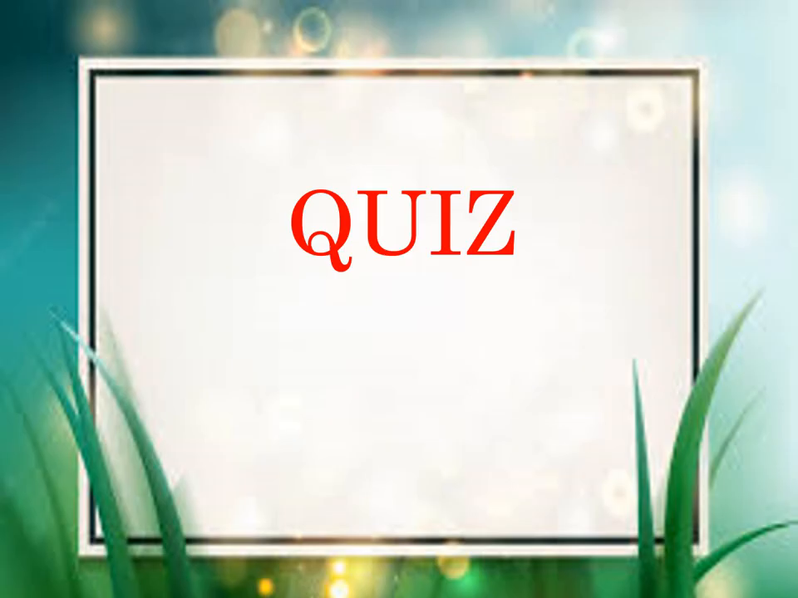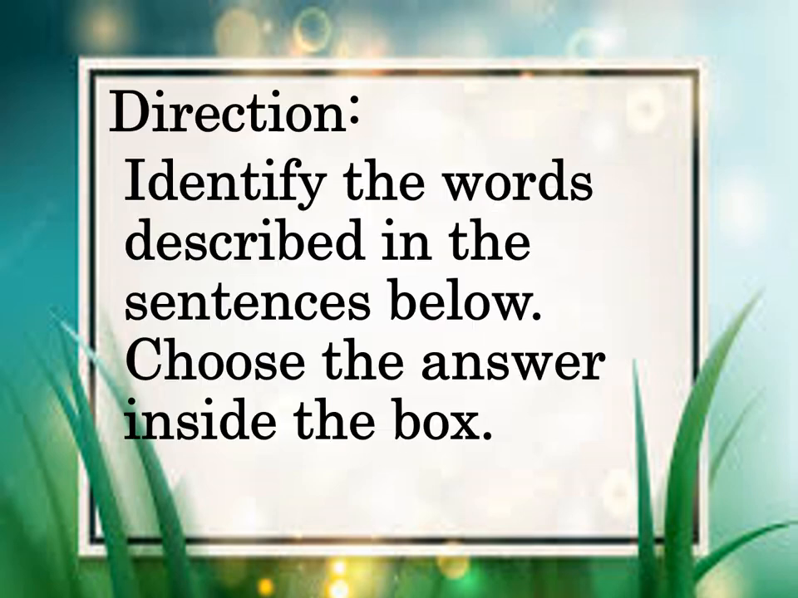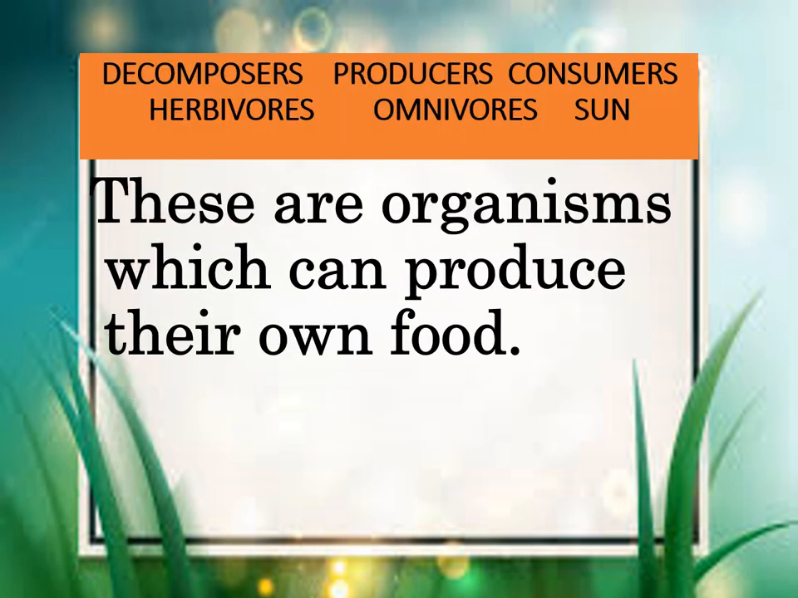Now, let's have a quiz. So, here is your direction. Identify the words described in the sentences below. Choose the answer inside the box. Number one, these are organisms which can produce their own food. The answer is producers.